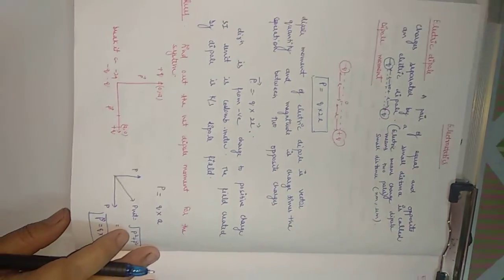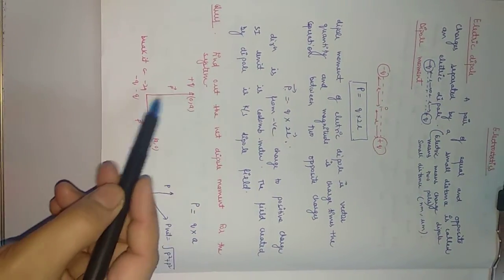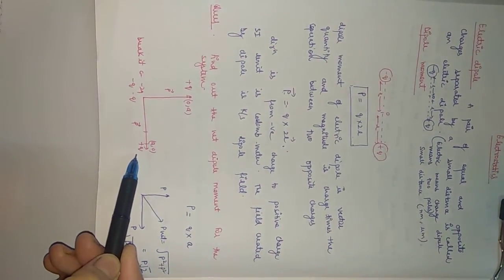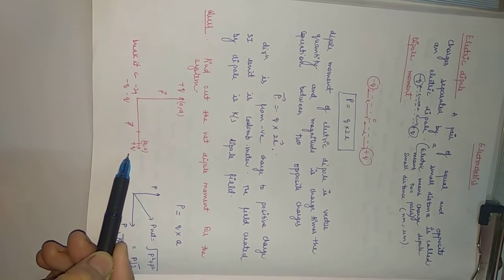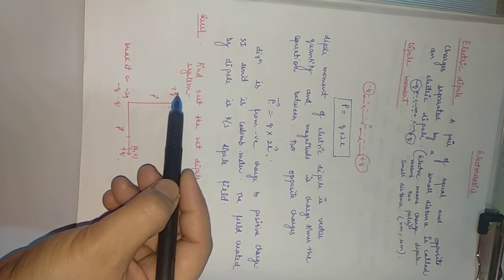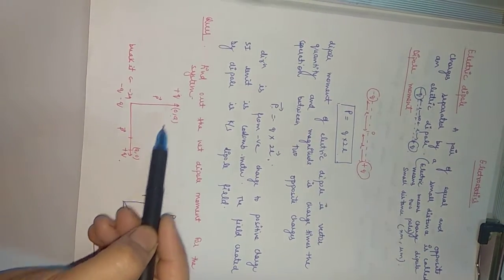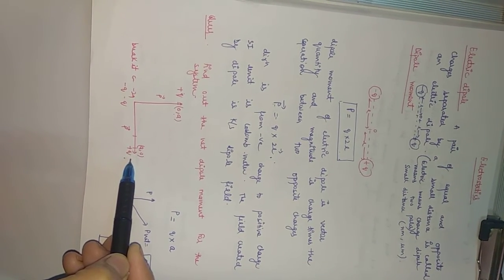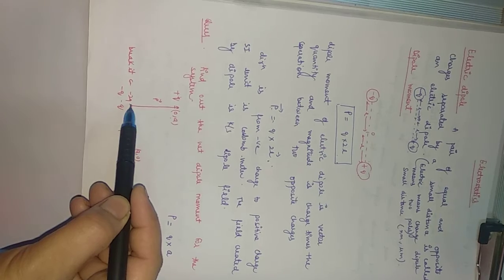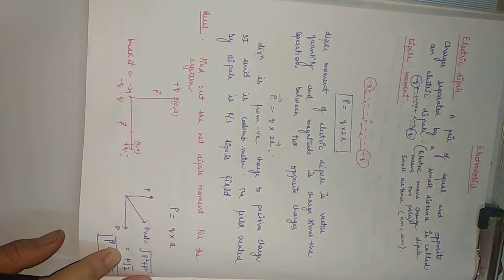Now we have a small numerical. Just look at this. We have this kind of arrangement, and you need to find out the net dipole moment for this arrangement. We have plus q charge situated over here and the coordinates are (0, a). We have another charge here and the coordinates are (a, 0), and at the origin we have minus 2q charge. Now you need to calculate the net dipole moment.